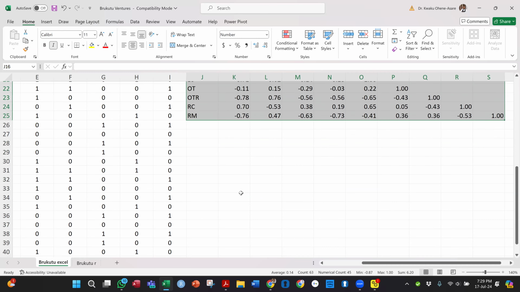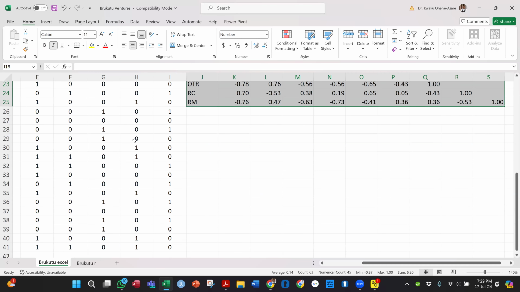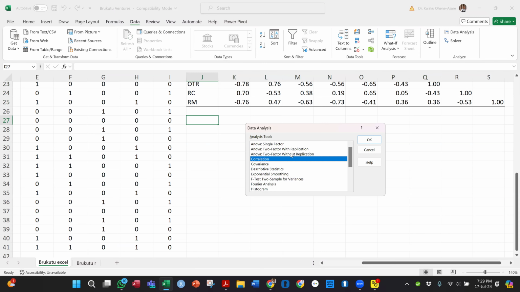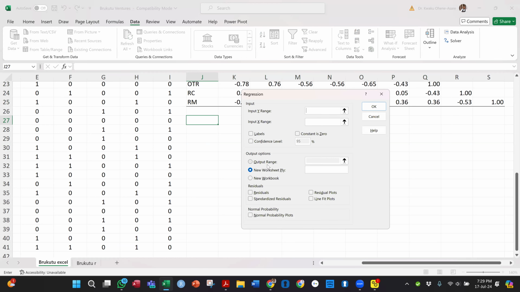So we're going to generate the regression result for this very Brukutu data set. How do you do that? Once again, you go to the data tab at the top. Follow me. On the far right, you choose data analysis. And instead of correlation, this time scroll down to regression. Double click it. It will open the regression parameter dialog box.